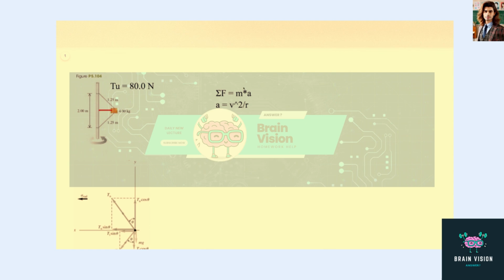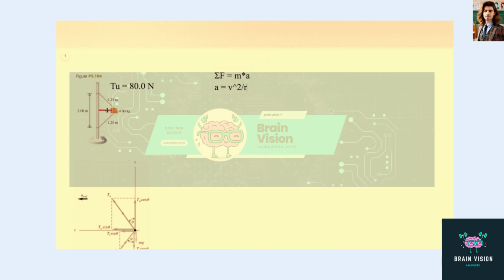To solve this, we're going to want to use the fact that the sum of the forces is equal to mass times acceleration. And here the acceleration is going to be equal to v squared over r, where v is the velocity of this block, since this is centripetal acceleration because it's moving in a circle. So let's first figure out what r is. r is going to be the radius of the circle that this block moves around, so it's the distance from the rod.